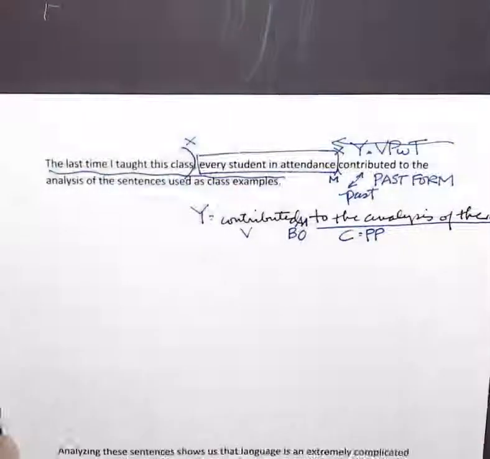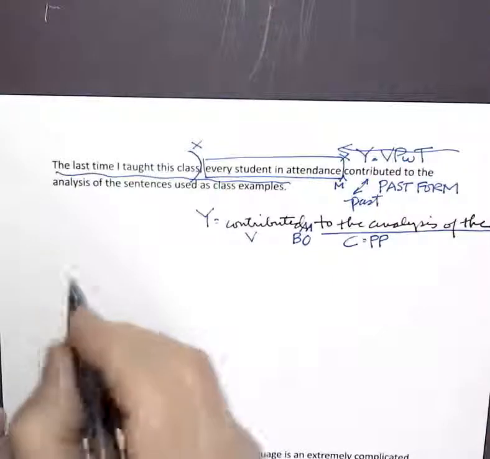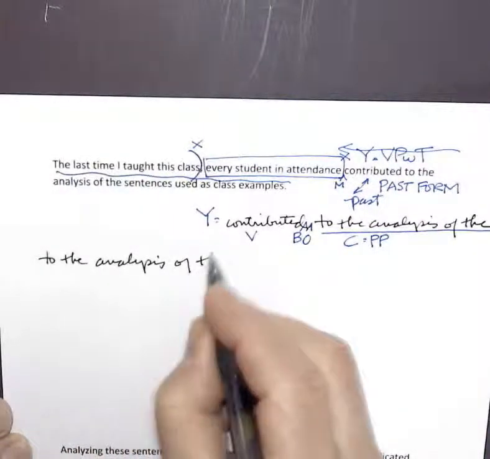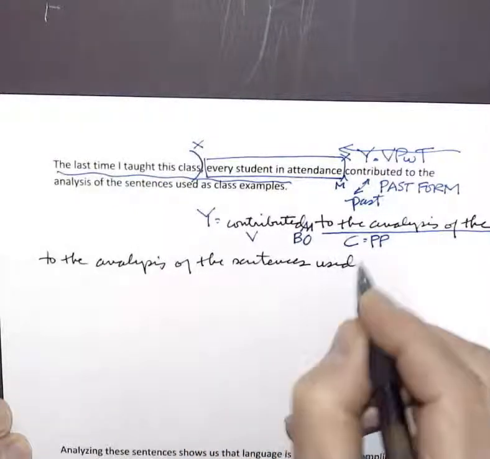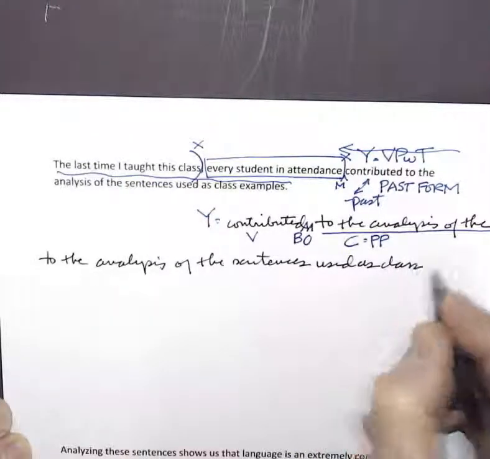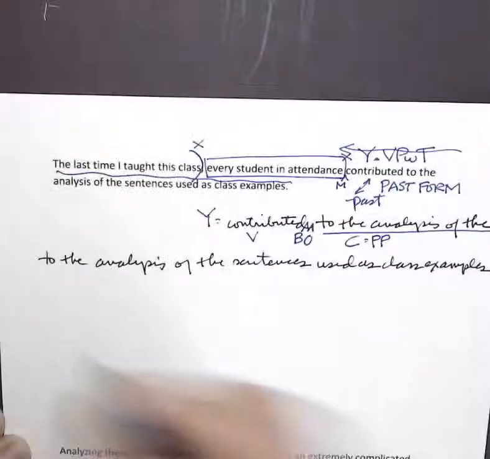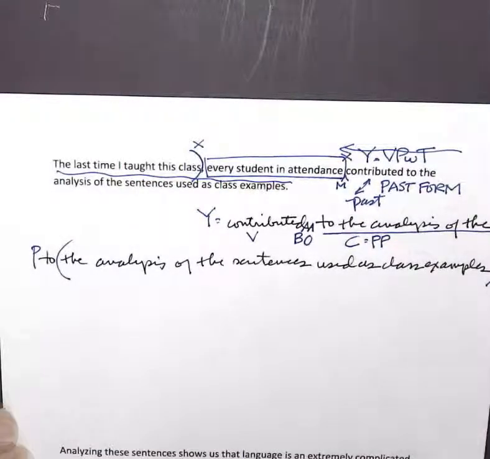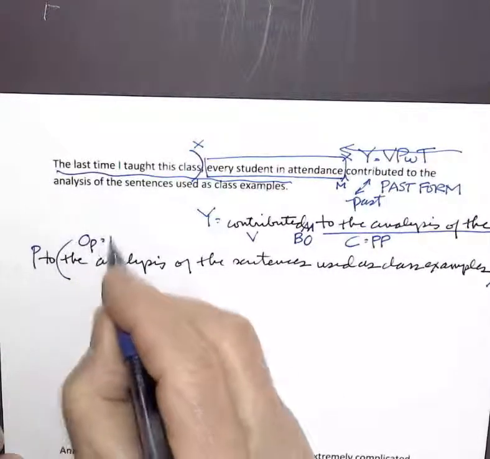Let's rewrite our prepositional phrase. To the analysis of the sentences used as class examples. To is the preposition. The object of the preposition is the analysis of the sentences used as class examples. And this object of the preposition is a noun phrase.